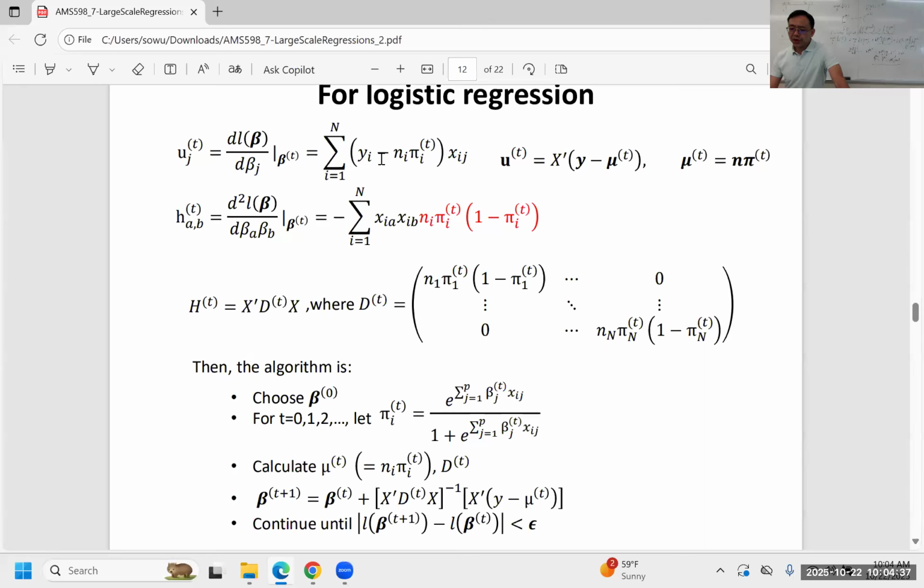Now remember, here I have a t. Let's just keep this formula here: beta t plus 1 will be equal to beta t minus the Hessian matrix H t, the whole thing inverse, times this U t, right? Let me just keep this formula up here.